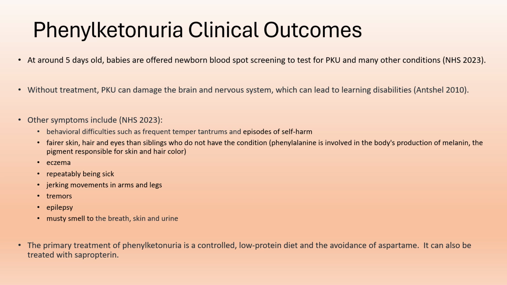And the primary treatment is to avoid phenylalanine, so that's going to be a low protein diet and the avoidance of aspartame. This disease can be treated with sapropterin, but the primary method of treating it is avoiding phenylalanine.